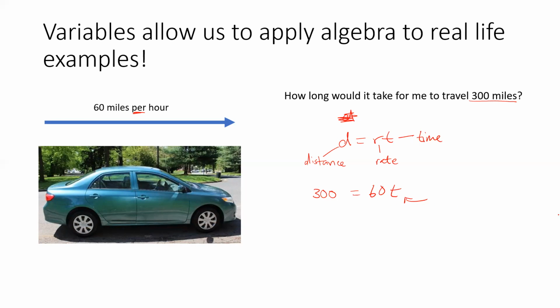So like we did with the other examples, I'm trying to get t by itself. If it's 60 times t, what's the opposite of multiplication? It would be division. So the opposite of 60 times would be divided by 60. Cross that 60 out. Whatever I do to the right side, I do to the left side, right? So 300 divided by 60 ends up being 5. And so that's my t. That means it would take me 5 hours, assuming that I have a bladder of steel and that traffic cooperates, to finish this road trip.